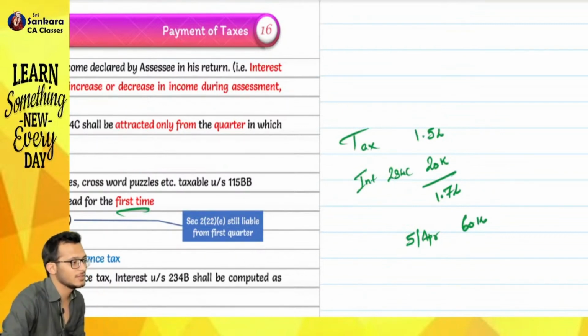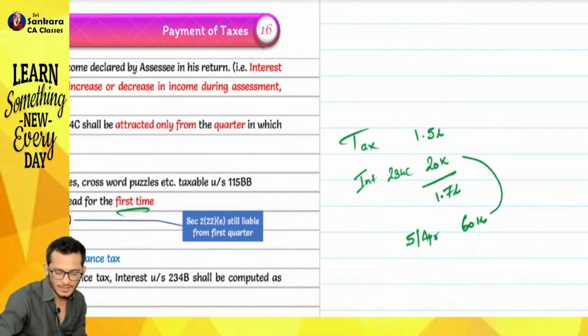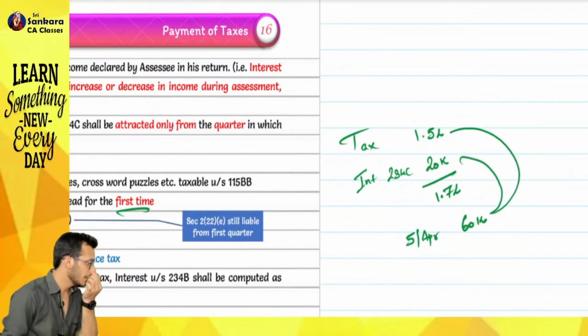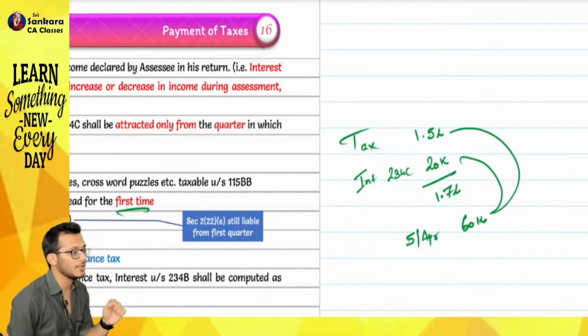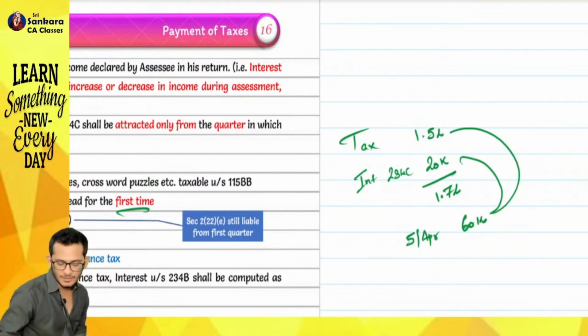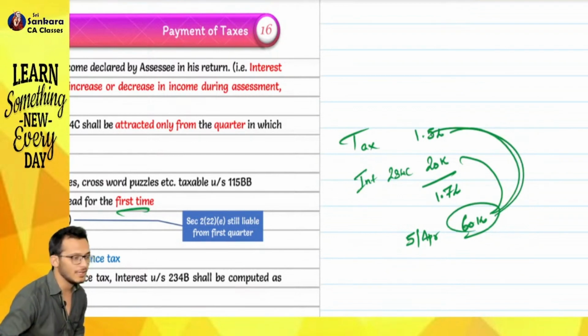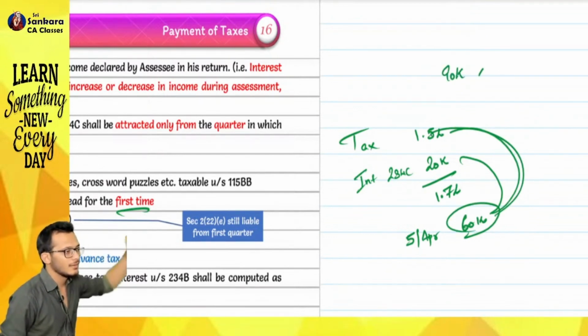Whatever SAT you pay will first be adjusted against interest. Then only the balance will be adjusted against your tax. Why, Rahul? Because 234B is not computed on your interest, but is computed on your tax. If you come and say that, boss, this 60,000 is adjusted against my 1.5 lakhs, your total tax remaining is 90,000, which means you will compute interest only on that.